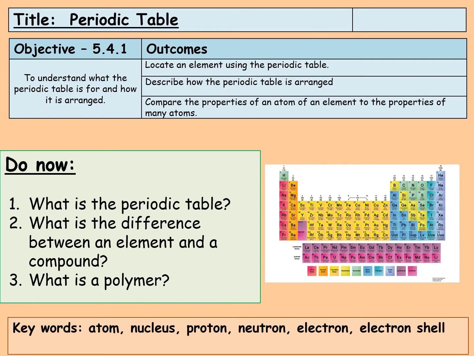And finally, number 3, a polymer is a large molecule composed of smaller monomers. So polymer is a very large molecule.